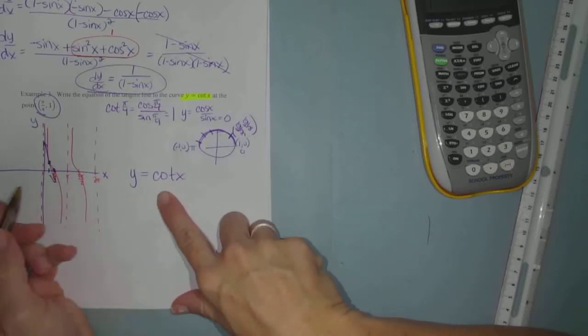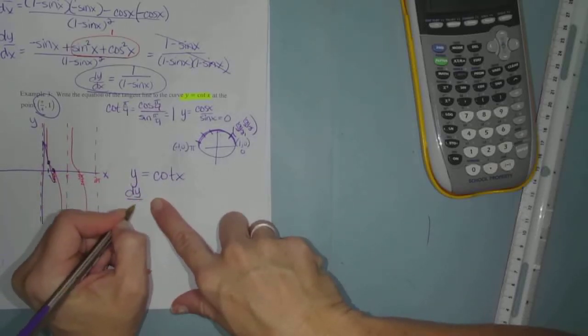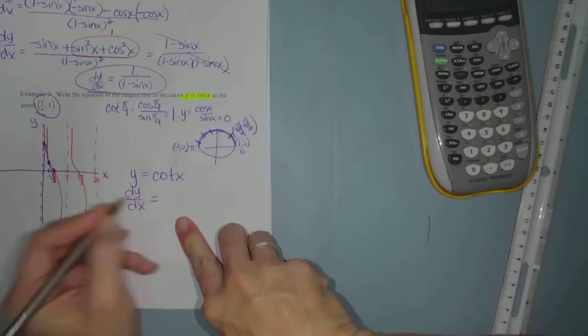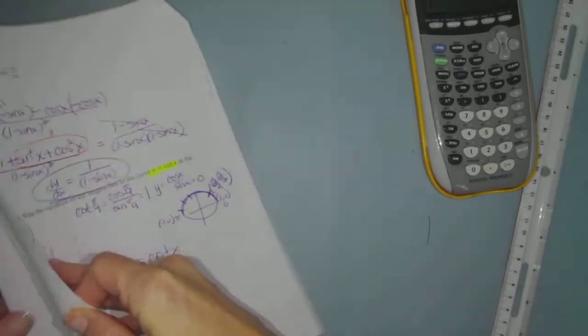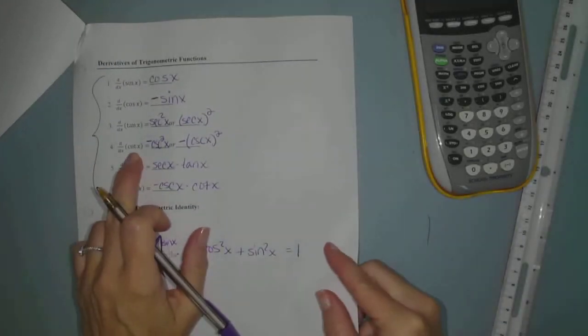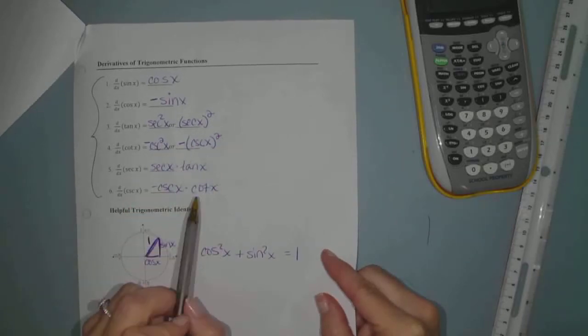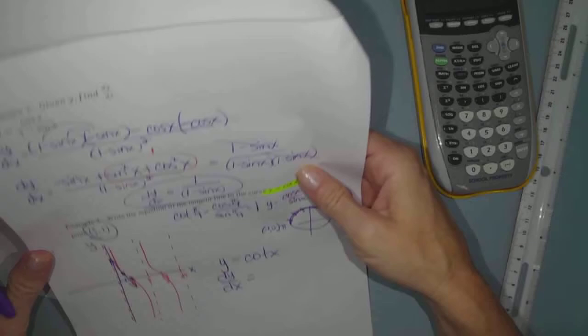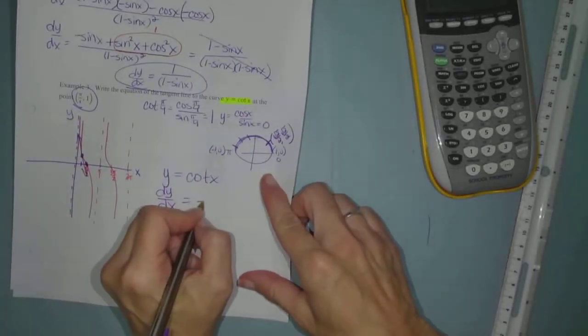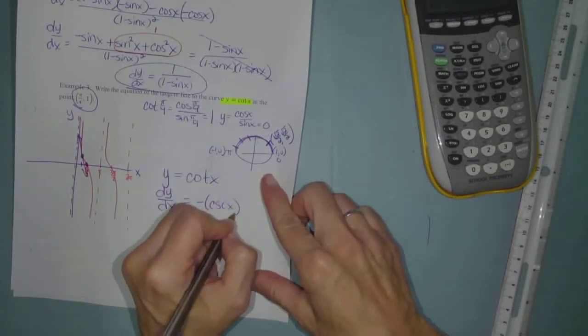Now, since we need the slope of the tangent line, we are going to need the derivative. And we have that right here on the front page. The derivative of the cotangent of x is the negative cosecant of x squared. So I'm going to write it like that, negative cosecant x squared.